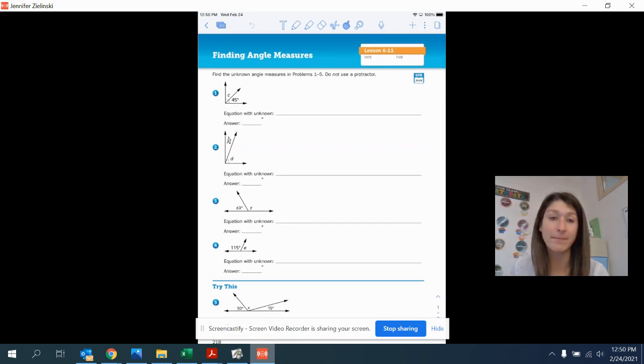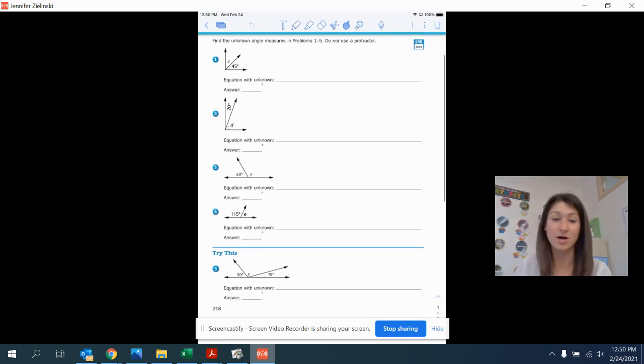And we're going to be using our unknowns to help us figure it out. So making sure we're setting up our equations. All right, mathematicians, off you go.